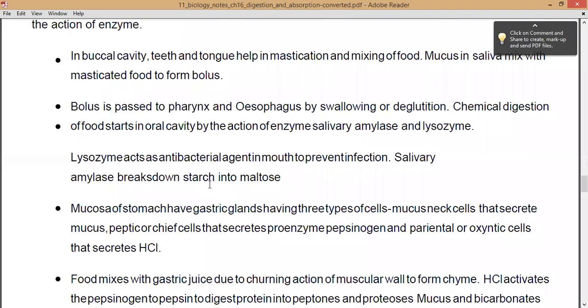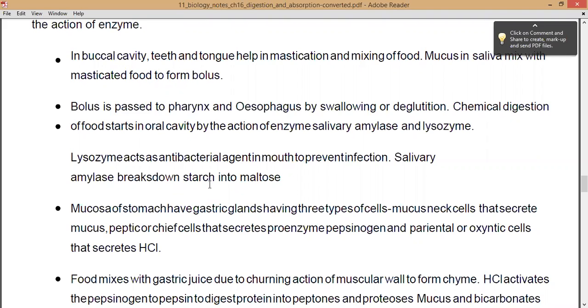The function of the mucus cells is to secrete the mucus, and this mucus does not allow the direct contact of the dilute HCl with the inner layers of the body. So mucus helps in protection against the acid.